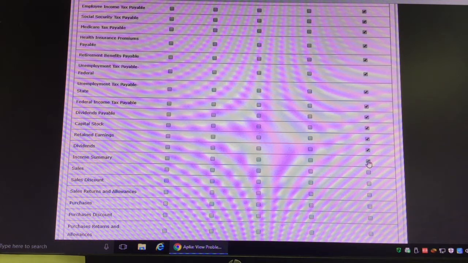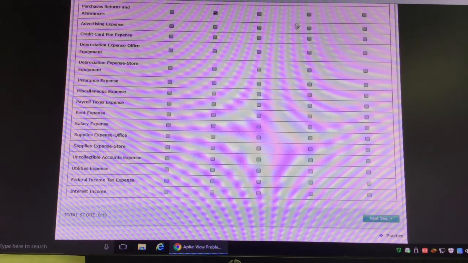Sales is going to be used for operating revenue. And we have sales, sales discount, sales returns and allowances. For the cost of merchandise sold, the other three accounts that we will use will be purchases. Purchases, purchase discounts, and purchase returns and allowances. The remaining of the accounts fall under operating expenses.